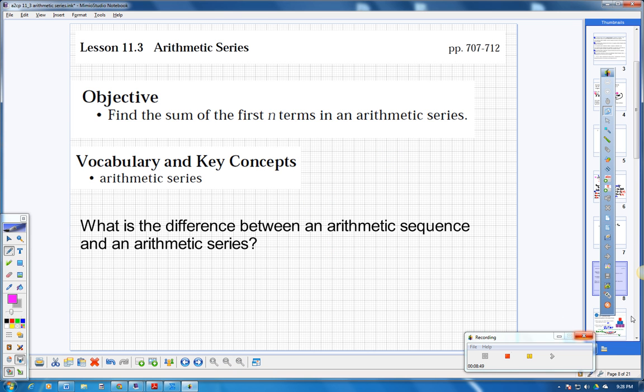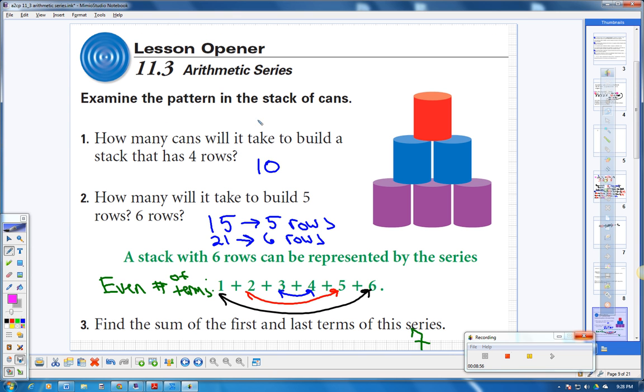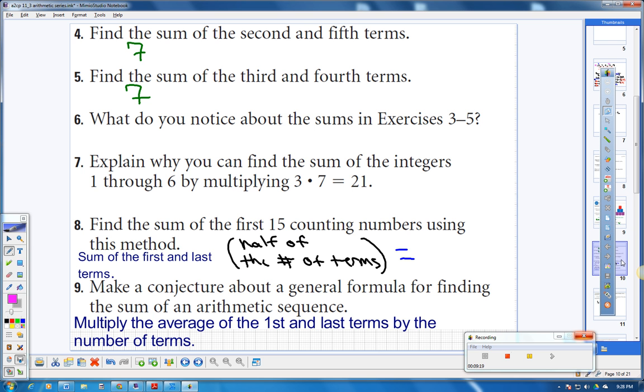So let's put this all together now. Understand that I am assuming that you have completed the lesson opener. So you've talked about an arithmetic series and what that is. An arithmetic series, remember, is the sum, and this is a common problem that's presented in mathematics for arithmetic series. We're always stacking cans. I love to stack cans all the time. It's really fun. Well, sorry, I just said that.